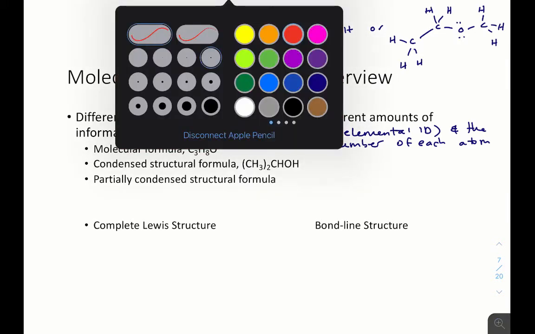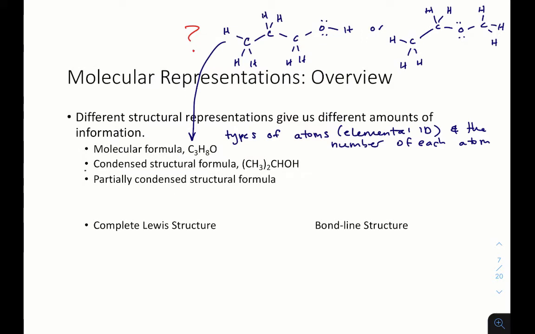Now we can move on to a condensed structural formula. It looks a lot like a molecular formula, but it tells us about the connectivity of the atoms.